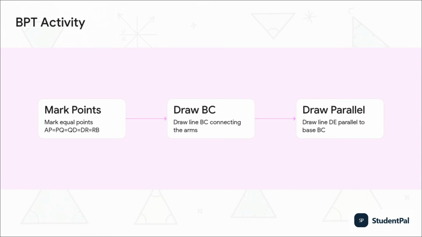Make sense? Step 2. From that very last point, point B, we draw a straight line all the way up to intersect the top arm at a point we'll call C. Boom, we've just made a big triangle ABC. Step 3, and this is the absolutely crucial one. From point D, which is the 3rd mark we made, we draw a line perfectly parallel to that baseline BC. This new line hits the top arm at point E.